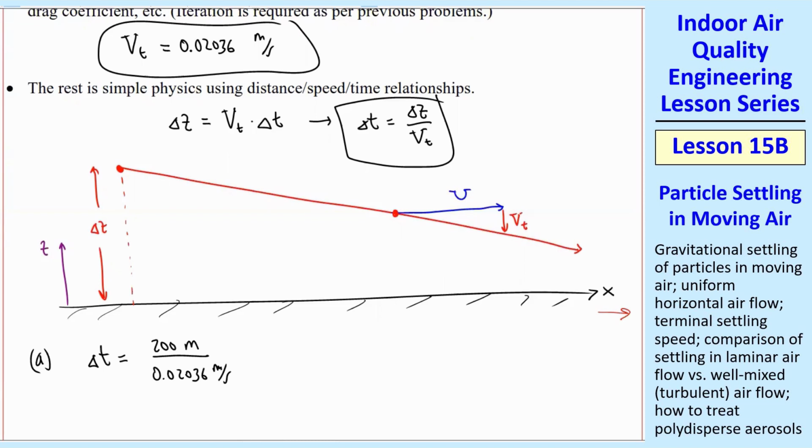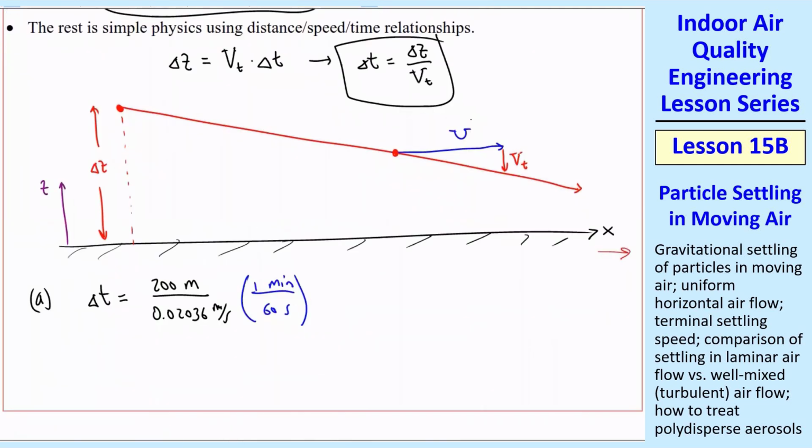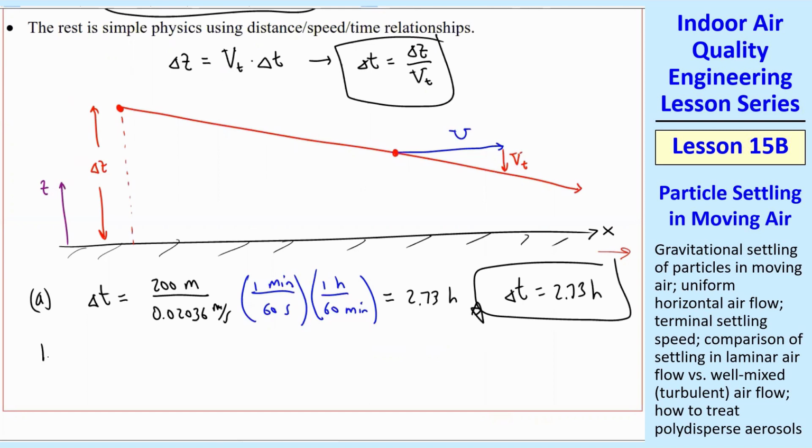per second. I need 2 unit conversions here, 1 minute per 60 seconds. I forgot to type this in. I want this answer in hours. So I have to convert to hours. 1 hour is 60 minutes, and I get 2.73 hours, which is my answer for the laminar case.